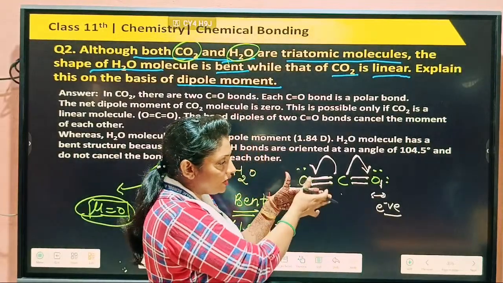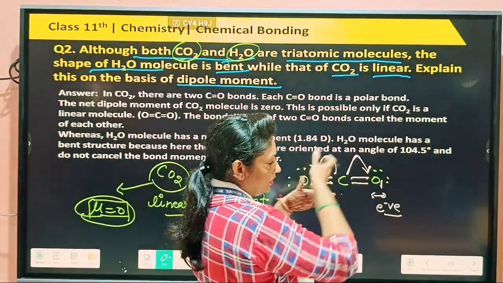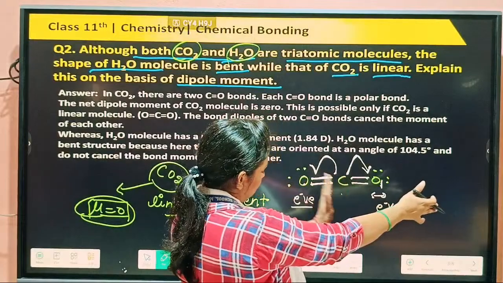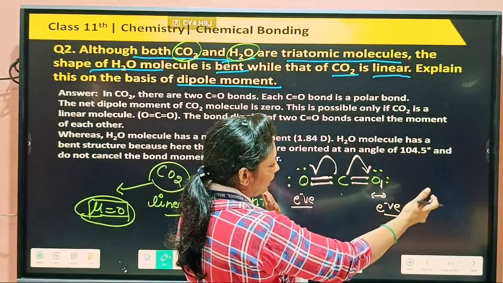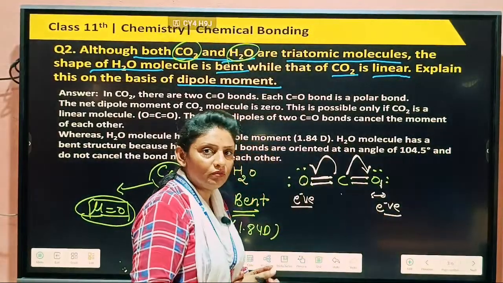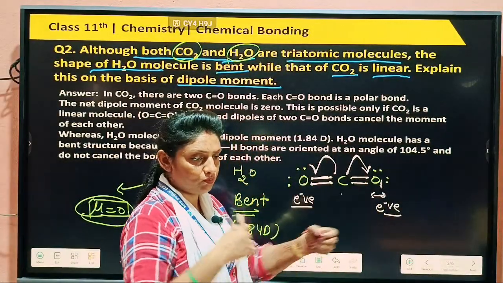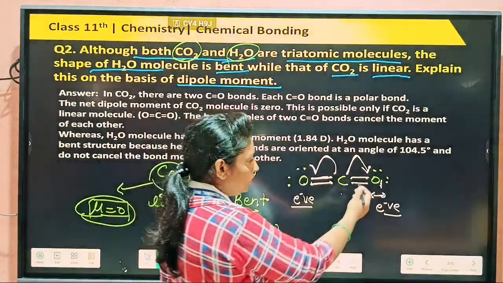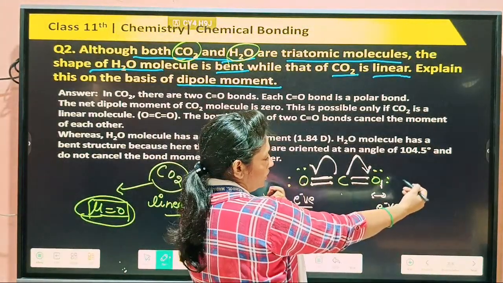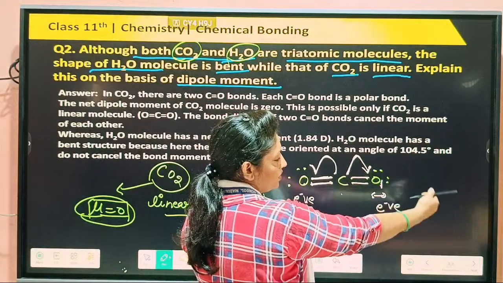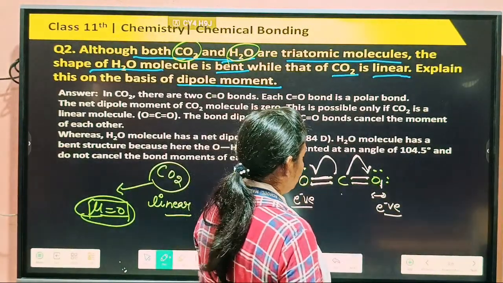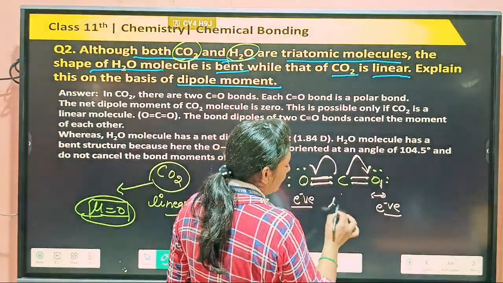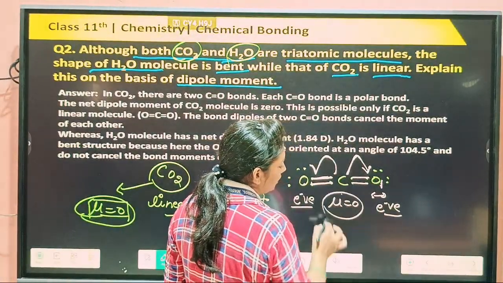One is attracting on that side and one on this side, and both are attracting the electrons to the same extent. With the same strength they are pulling. So here the overall dipole moment will be 0.